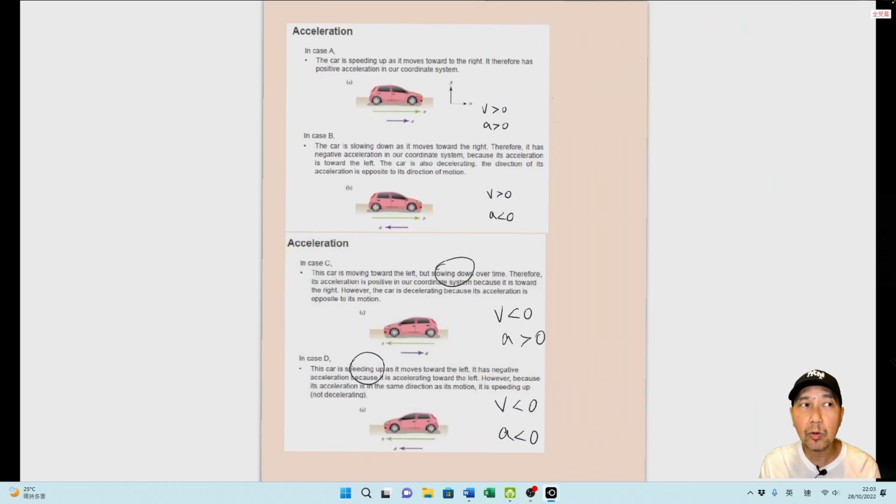If it goes to the right-hand side, it is positive; left-hand side, negative; and acceleration follows the same sign as the velocity. For this example, going to the right-hand side and accelerating, a is bigger than 0. For this case, going to the left-hand side and accelerating, they have the same sign.